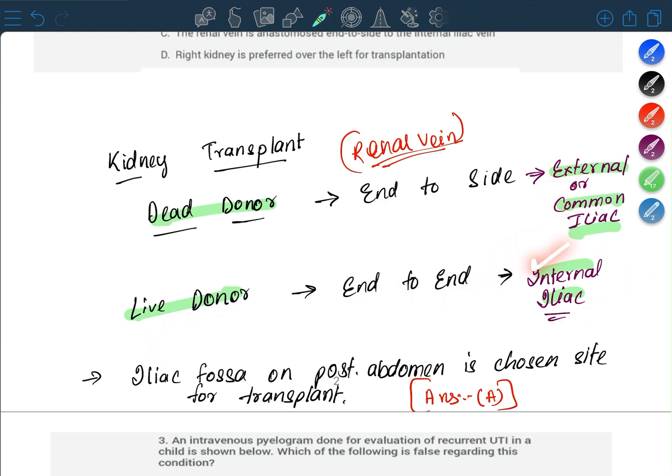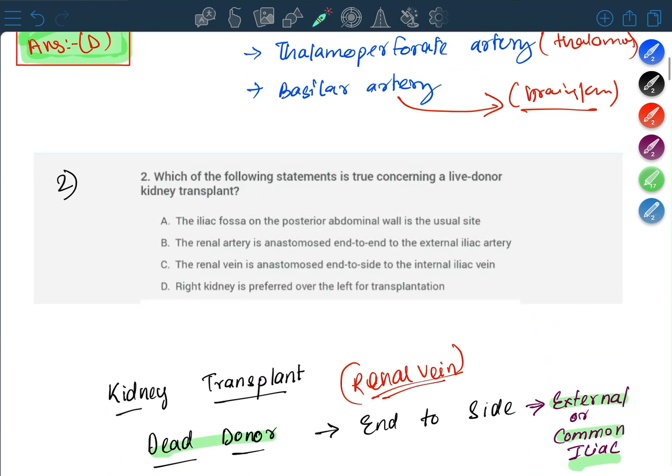And the last one, iliac fossa on posterior abdomen is the chosen site for transplant. Yes, the posterior abdomen on iliac fossa. It's fact based, you must remember it. So let us move to the questions.